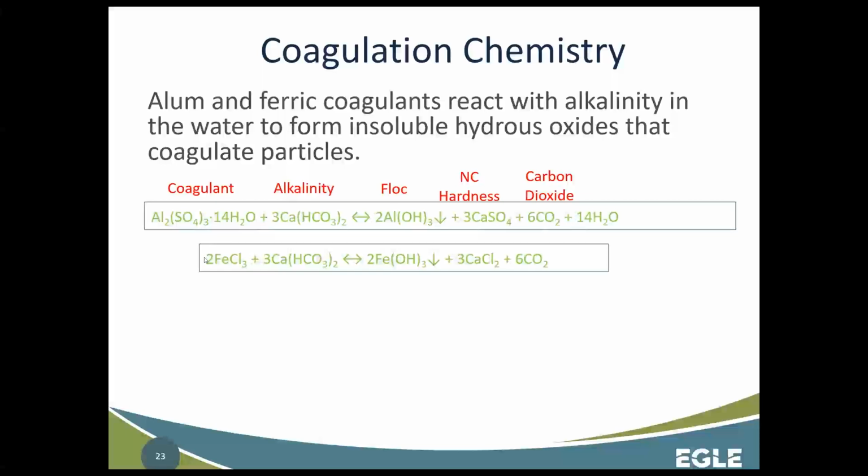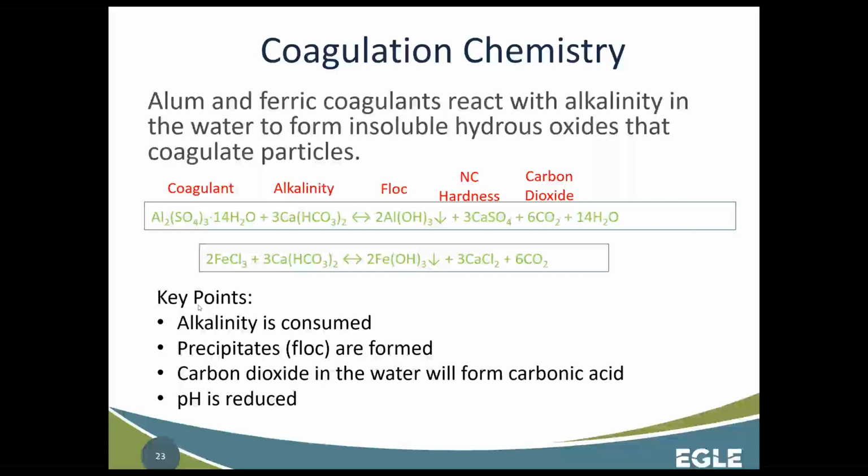And then down here, we've got the ferric chloride reaction. And we're going to get into this in the subsequent slides here, but you can notice we've got 1 mole of alum reacting with 3 moles of this alkalinity. And down here, we've got 2 moles of ferric chloride reacting with the same amount of alkalinity. And that'll be important in the subsequent slides.